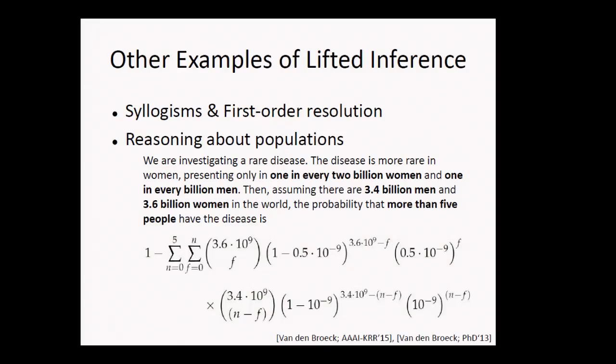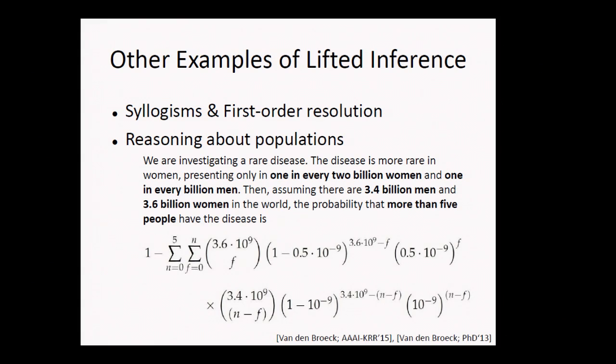Some other examples. Some of you might know about first-order logic and resolution and theorem proving. This is also a perfect example of lifted inference, where you make inferences about many objects in the world all at once. Here's another example from your high school statistics exam. There's some very rare disease that appears in one in every 2 billion women, 1 in every billion men. There are so many men and women in the world.